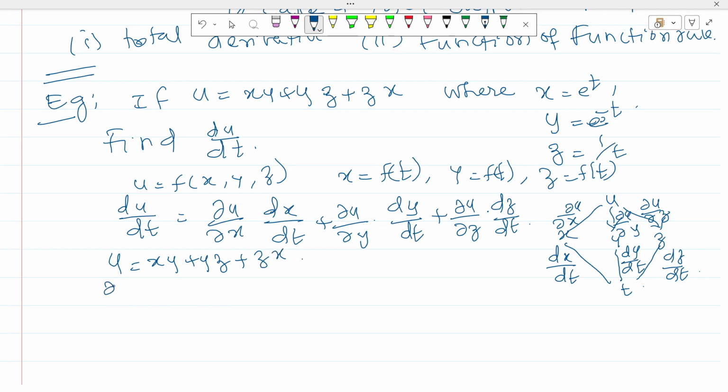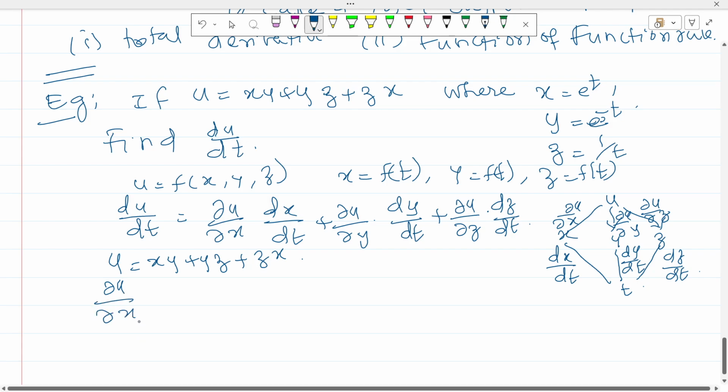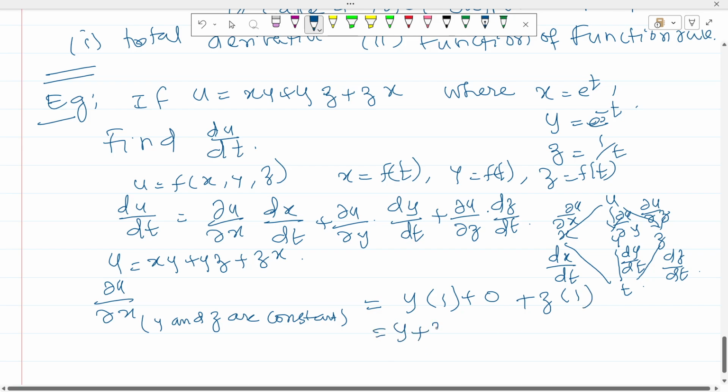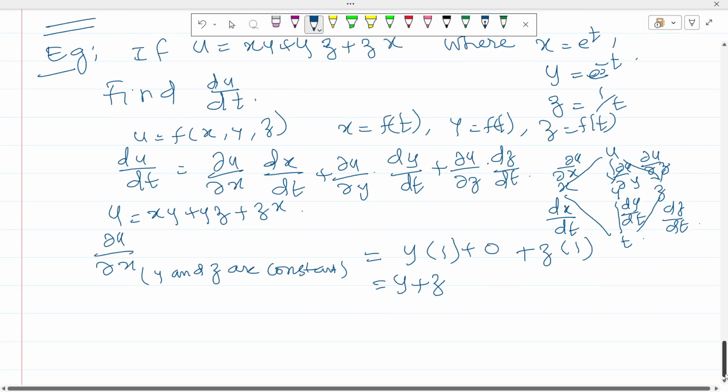Okay, ∂u/∂x means keep y and z constant. So y and z are constant, keep y here. Differentiation of x is 1, plus both y and z are constant here, so yz will be 0. Then zx is there, z is constant, keep z. The differentiation of x is 1. So y plus z is ∂u/∂x.